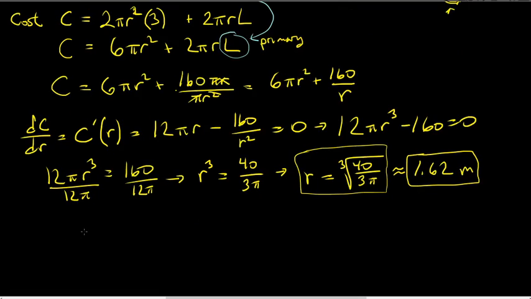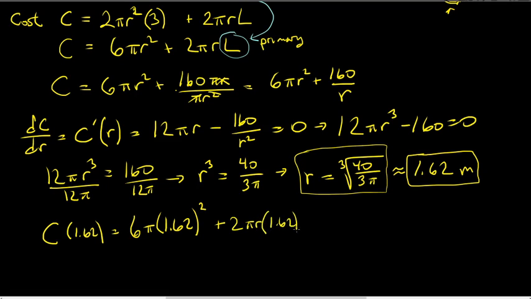And now for the cost, you're just plugging in the 1.62 into this. So obviously if you got the radius wrong, you got everything else wrong. Squared. And then plus 2 pi r L, so r was 1.62 and L was 9.71. So that should come out to $148.23.